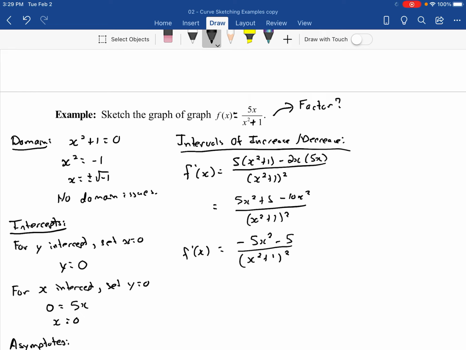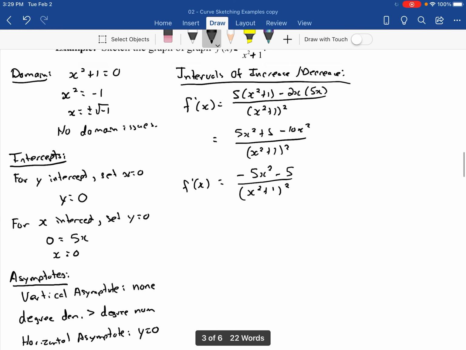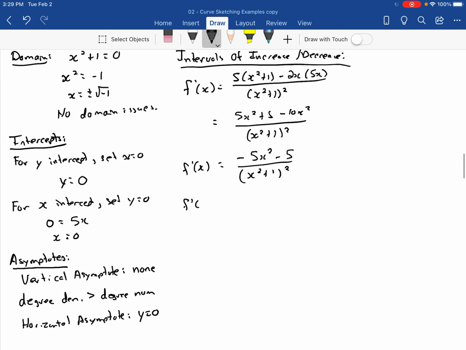Now, to do what we want to do next, though, it's very convenient to put it into factored form. So I'm going to go f prime at x equals negative 5 times x squared minus 1. I'm just doing the common factoring that I see there. And then one more step. That's a difference of squares. So I get x plus 1, x minus 1.